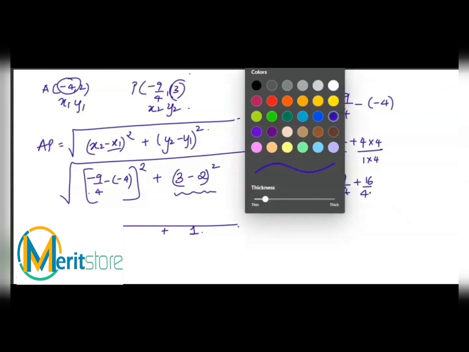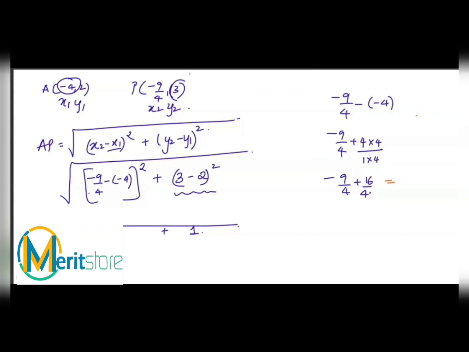Now I can carry out the calculation. This would become 7 upon 4. So here I have 7 upon 4 the whole square. This comes up to be 49 upon 16 plus 1 the whole square. Again LCM. So 49 plus 16 upon 16 the whole square. That will be 5, 1 carry over 65. 65 upon 16 the whole square.